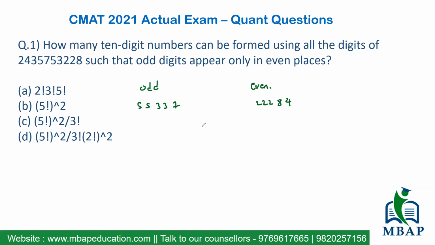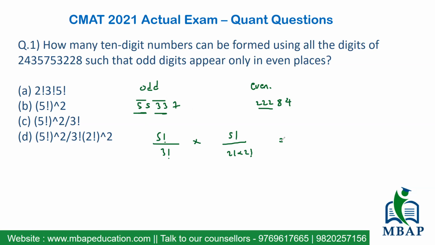But look at the number of repetitions which I have got. The number of repetitions in the odd numbers will be 2 here and 2 here. And the number of repetitions in the even numbers will be 3 of the number 2. Now, for the repetitions we divide by the factorial of the number of times each number is repeated. So the number of arrangements will be 5 factorial divided by 3 factorial, which is for the even numbers, multiplied by 5 factorial divided by 2 factorial into 2 factorial. Why 2? Because 5 has come twice and 3 has also come twice.